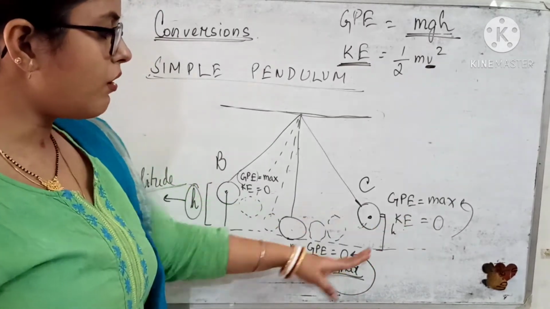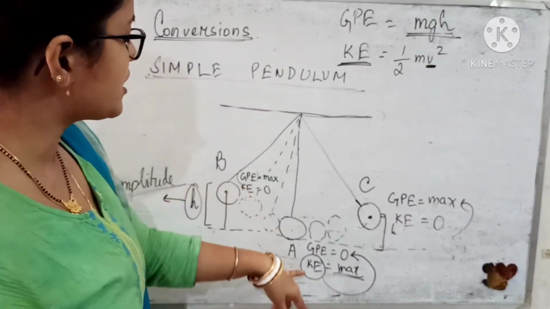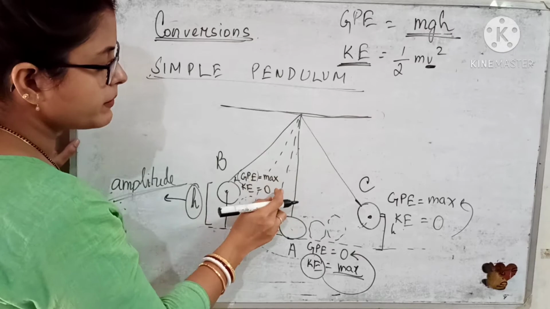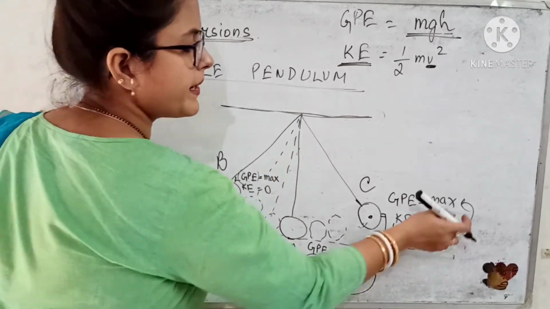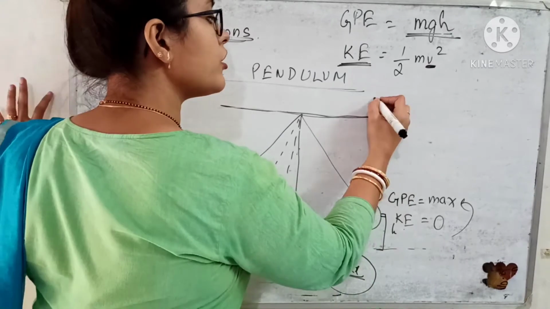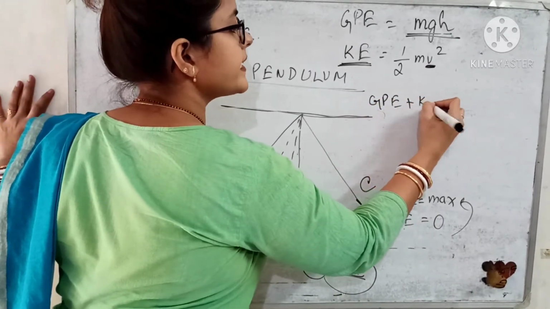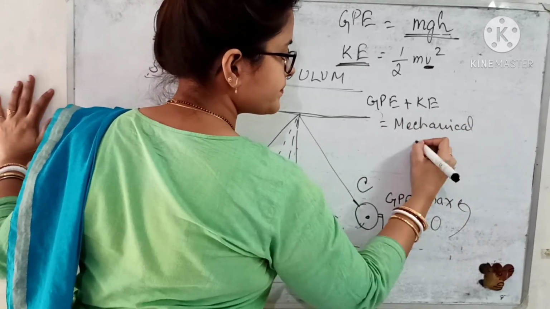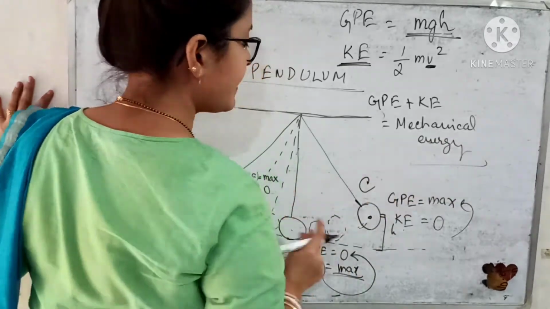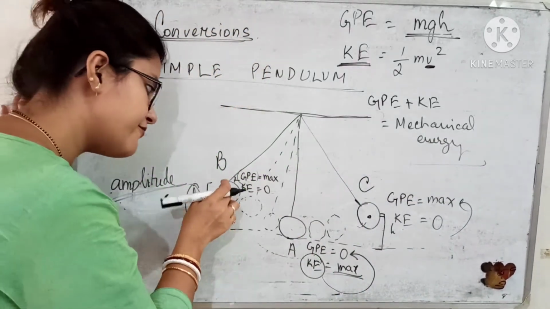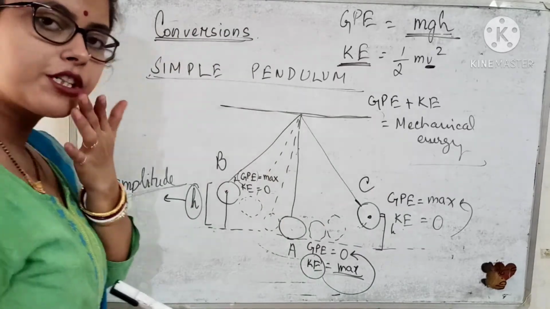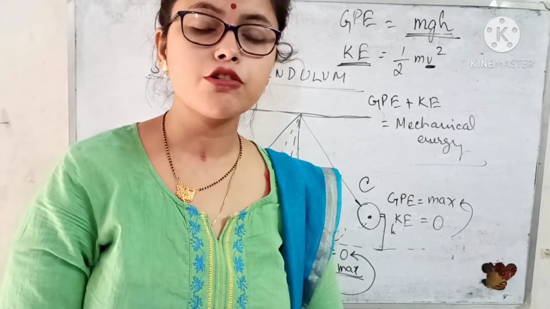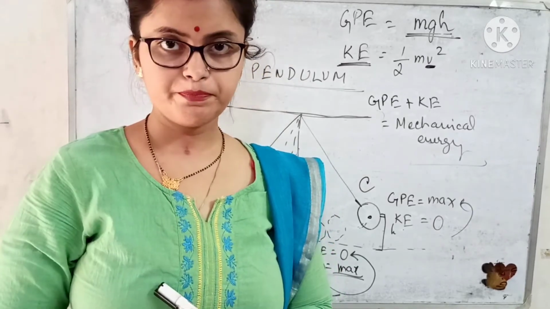So this goes on, and at every position, if you see, the sum total of the gravitational potential energy and kinetic energy, maximum plus 0, 0 plus maximum, maximum plus 0, that is the sum total of the gravitational potential energy plus kinetic energy, which we have learnt is actually mechanical energy, that remains constant, isn't it? At every position, the sum total of the gravitational potential energy and the kinetic energy remains constant.